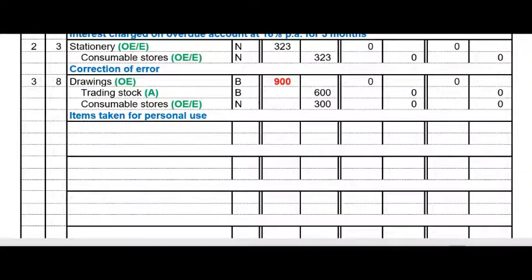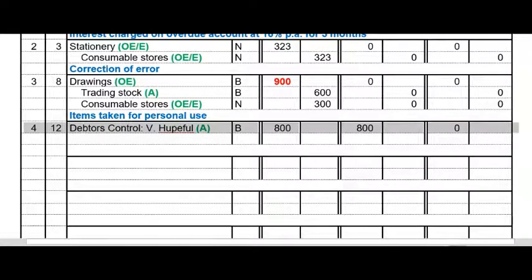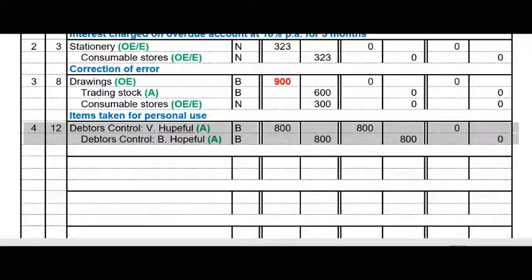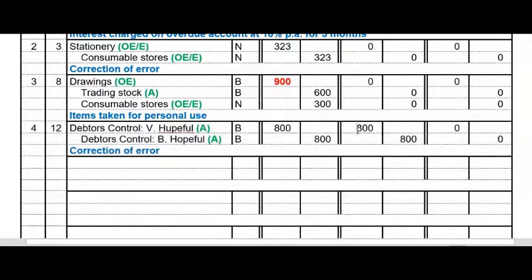Okay, the account that must be debited is V. Hopeful. The account that must be credited is B. Hopeful because he didn't buy from us. He was incorrectly debited, and you just say correction of error. Both of them will affect debtors control. Remember that. Then I quickly want to show you what the effect would be on their debtors ledger accounts.